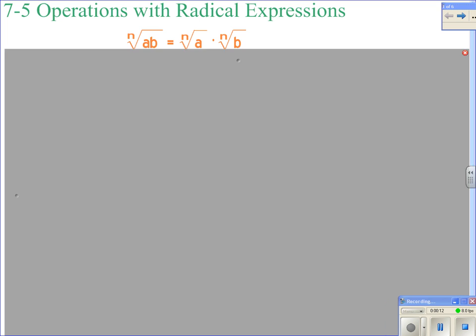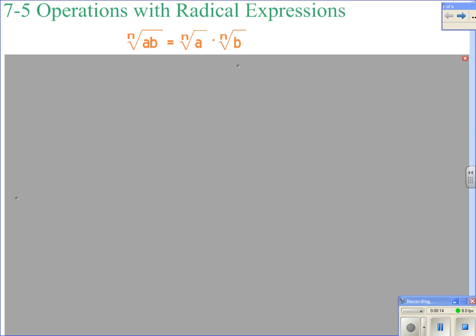7.5, we're looking at simplifying radicals. So some of this is going to be review because we did a couple of review days on how to get radicals simplified. So we're going to go over a couple rules. This is the first one. If you have a root where you have multiple things underneath it, you can break it apart, or vice versa. If you have multiple roots, you can put them together under one root.